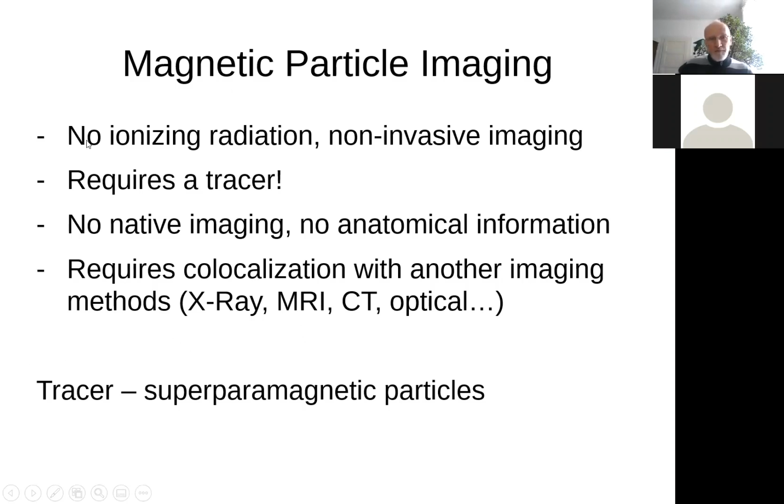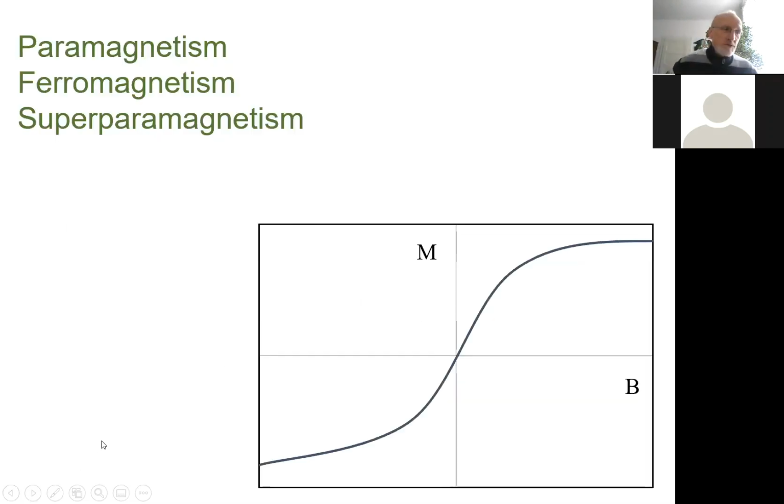And the tracer for this novel method is based on superparamagnetic nanoparticles. So I'm just shortly reminding you, I already showed you these pictures, what's the difference between paramagnetism, ferromagnetism, and superparamagnetism. For this lecture, it will be really very important to understand what superparamagnetism means.